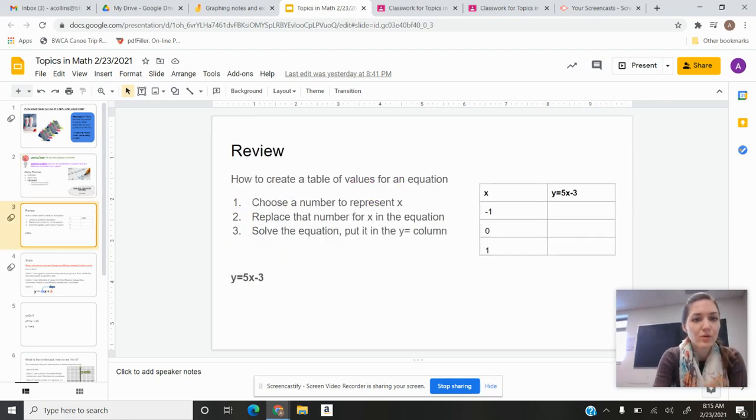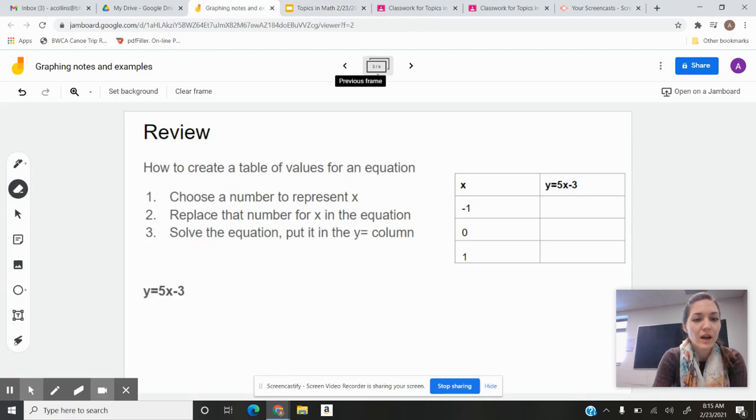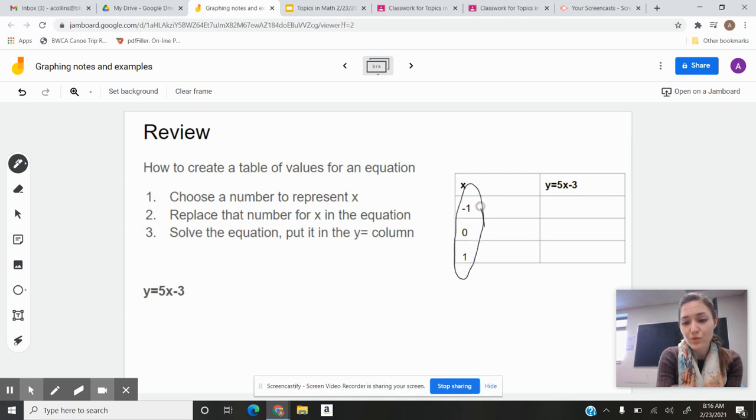Okay, we're going to go ahead and review how to create a table of values. And this is something that you guys worked on yesterday in your graphing coordinates assignment. So I'm going to go over this quickly because we did it yesterday. When you create a table of values for an equation, remember you get to choose whatever numbers you want to represent x. I like to choose nice, easy numbers. I make sure that I have at least one negative number in there. So I chose -1 because that's kind of an easy number to work with. I chose 0 because that's also pretty easy, and then 1. But you can choose whatever numbers you would like. So if you were wondering how I came up with those numbers, I just chose random numbers.